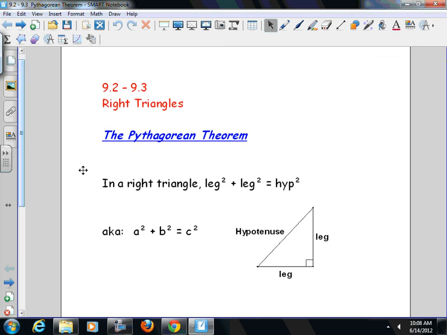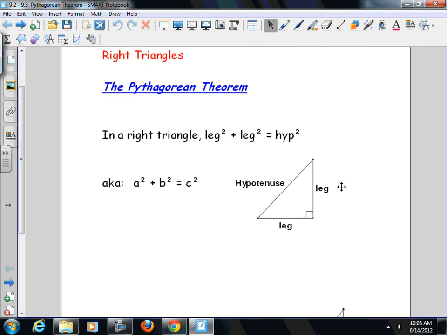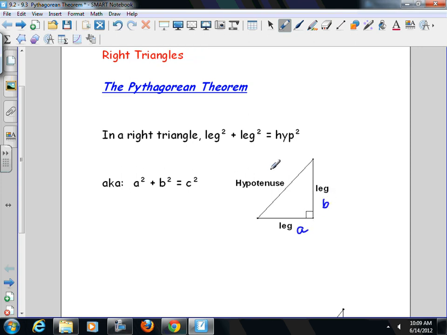Today we're going to be talking about the Pythagorean Theorem for right triangles. Here's a diagram of a right triangle. The longest side is the hypotenuse and the other two sides are called legs. In a right triangle, if you take the length of one leg squared plus the length of the other leg squared, it will be equal to the length of the hypotenuse squared. Or in other words, you probably know this as a squared plus b squared equals c squared. A and B stand for the two legs, and C is the hypotenuse.